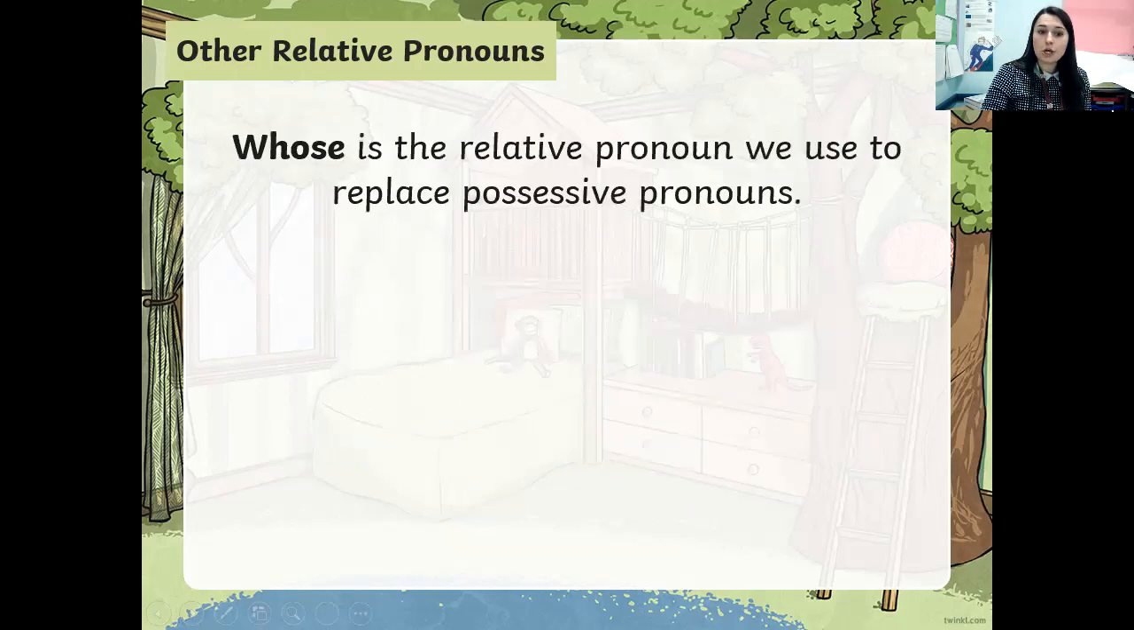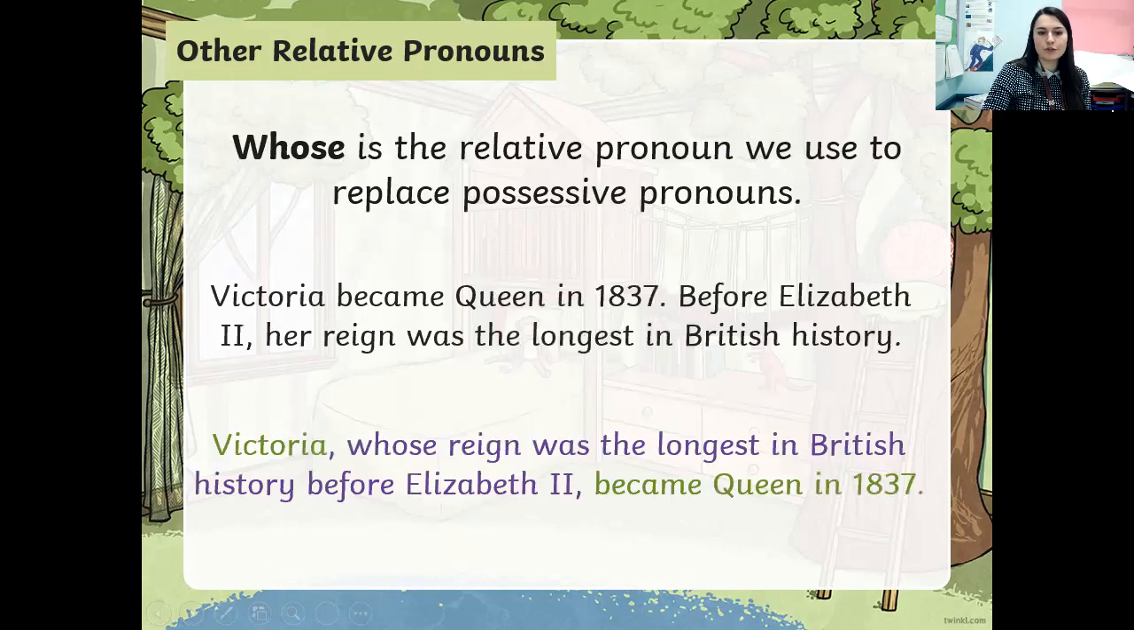We can also use whose as a relative pronoun. So here are my two sentences. Victoria became queen in 1837. Before Elizabeth II, her reign was the longest in British history.